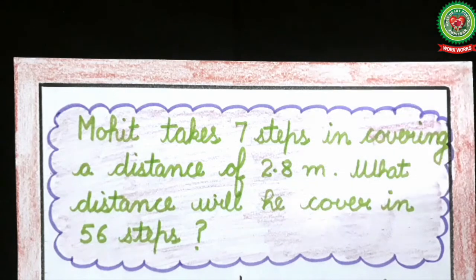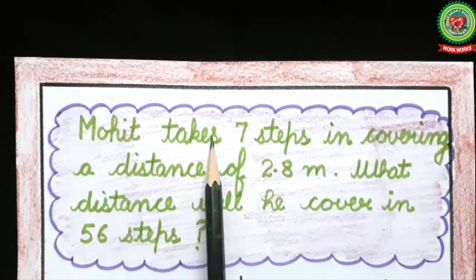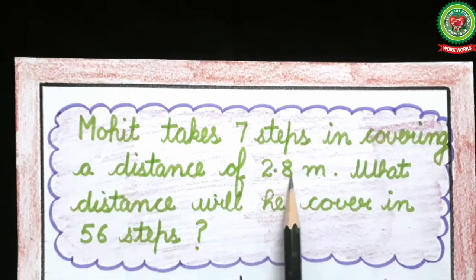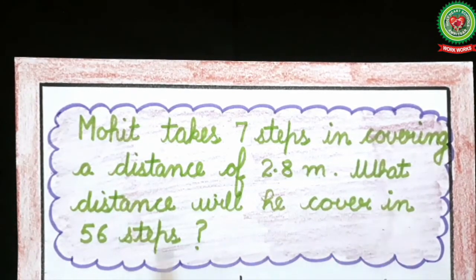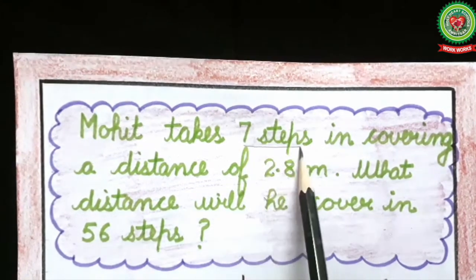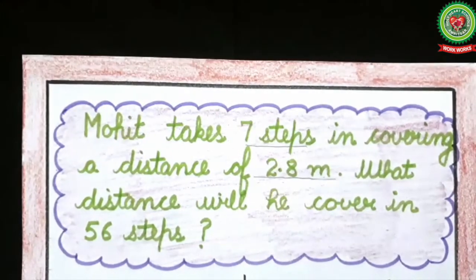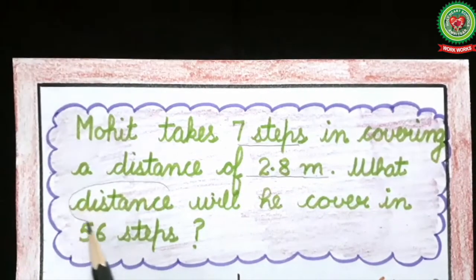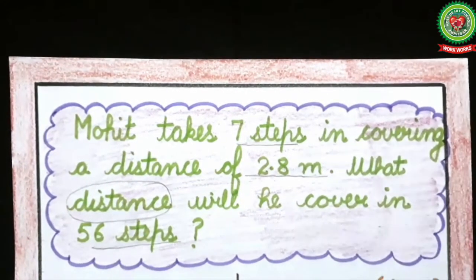Now let's discuss one more example. Here statement is Mohit takes 7 steps in covering a distance of 2.8 meter. What distance will he cover in 56 steps? Here it is given 7 steps in covering a distance of 2.8 meter. What distance? That means we are required to find the distance he will cover in 56 steps.